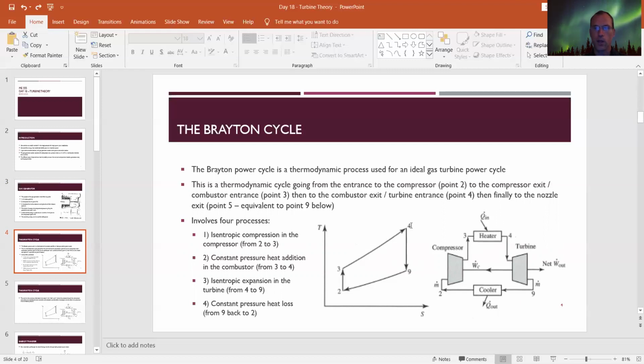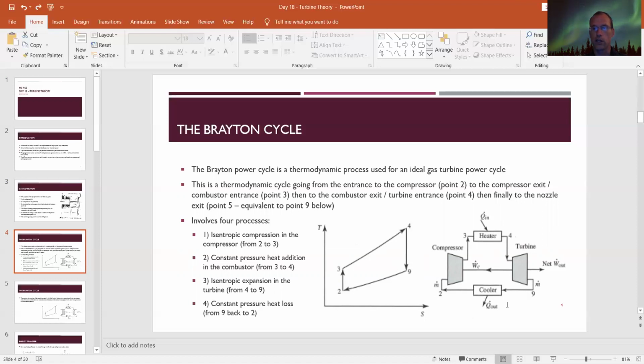Then from 4 to 9; 9 and 5 were the same thing in the previous drawing. So I'm assuming there's nothing after the turbine. Point 9 is generally the exit point. And so the turbine goes from 4 to 9 in this drawing, again assuming it's a constant entropy process. And then constant pressure back to my entrance condition, point 2.